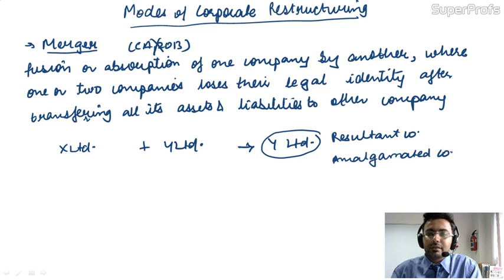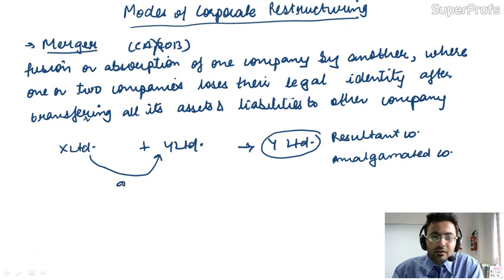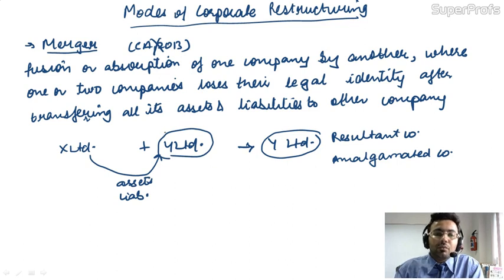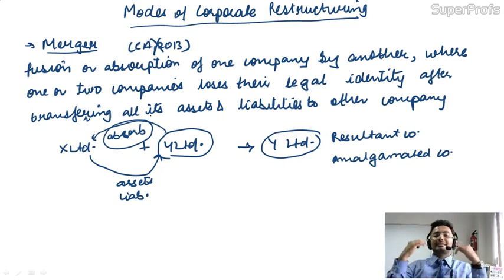Amalgamated company. So what they are basically doing, all the assets and all the liabilities of X Limited are going to be transferred to Y Limited. So what Y is basically doing, Y company is going to absorb X Limited.